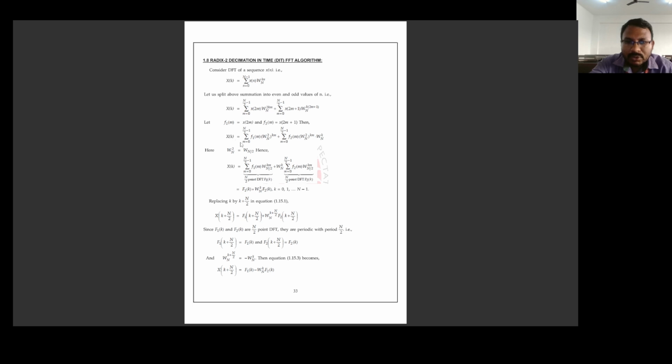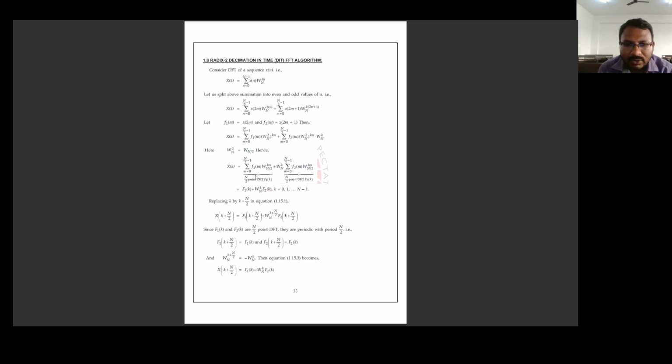Then the formula is denoted X of k equal to summation m equal to 0 to N by 2 minus 1 f1 of m W_N^2km plus summation m equal to 0 to N by 2 minus 1 f2 of m W_N^2km W_N^k. Here we know that W_N power 2, using the twiddle factor condition, we write as W_N by 2. So instead of W_N power 2 we write W_N by 2 to the km, plus, taking the common term W_N power k outside, the remaining values are there.